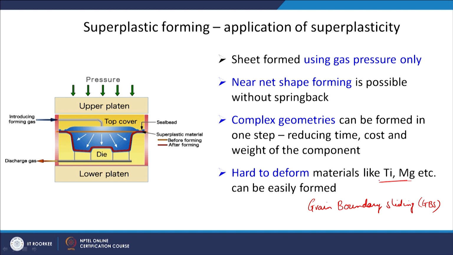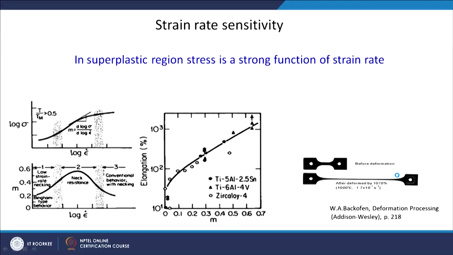So, you can easily form titanium and magnesium alloys also through this process, and the advantage of doing that with titanium and magnesium is that they have low density. So, these are lightweight, so very important for aerospace application. So, this is what we have already discussed about the strain rate sensitivity.